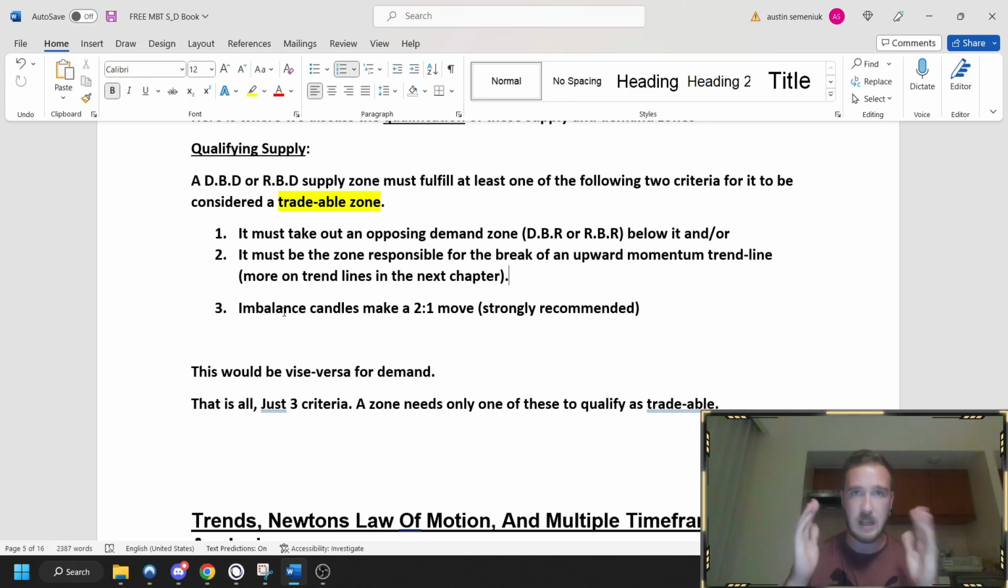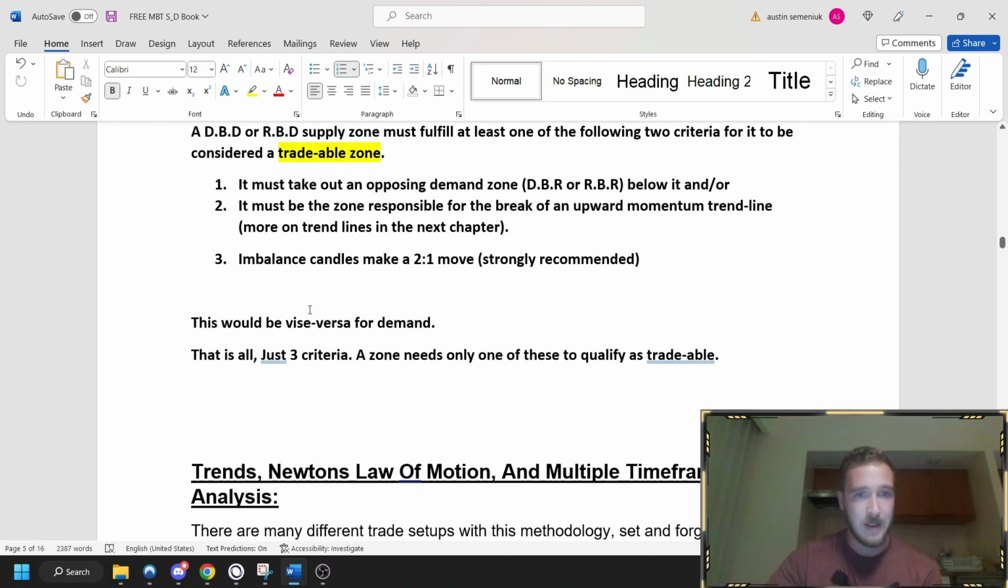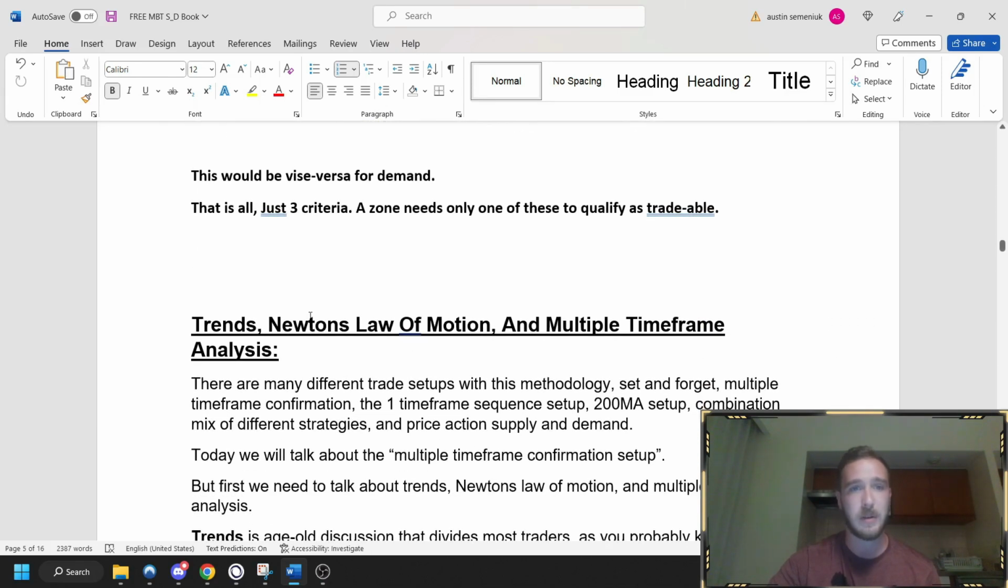And fun tip for you guys, write it down. Always require a 2-to-1 imbalance. Do not trade it if it doesn't have a 2-to-1. I'm telling you. I don't know. You tell me. If you have 50 trades back tested or journaled, you let me know how they've worked out compared to your strong ones, okay?